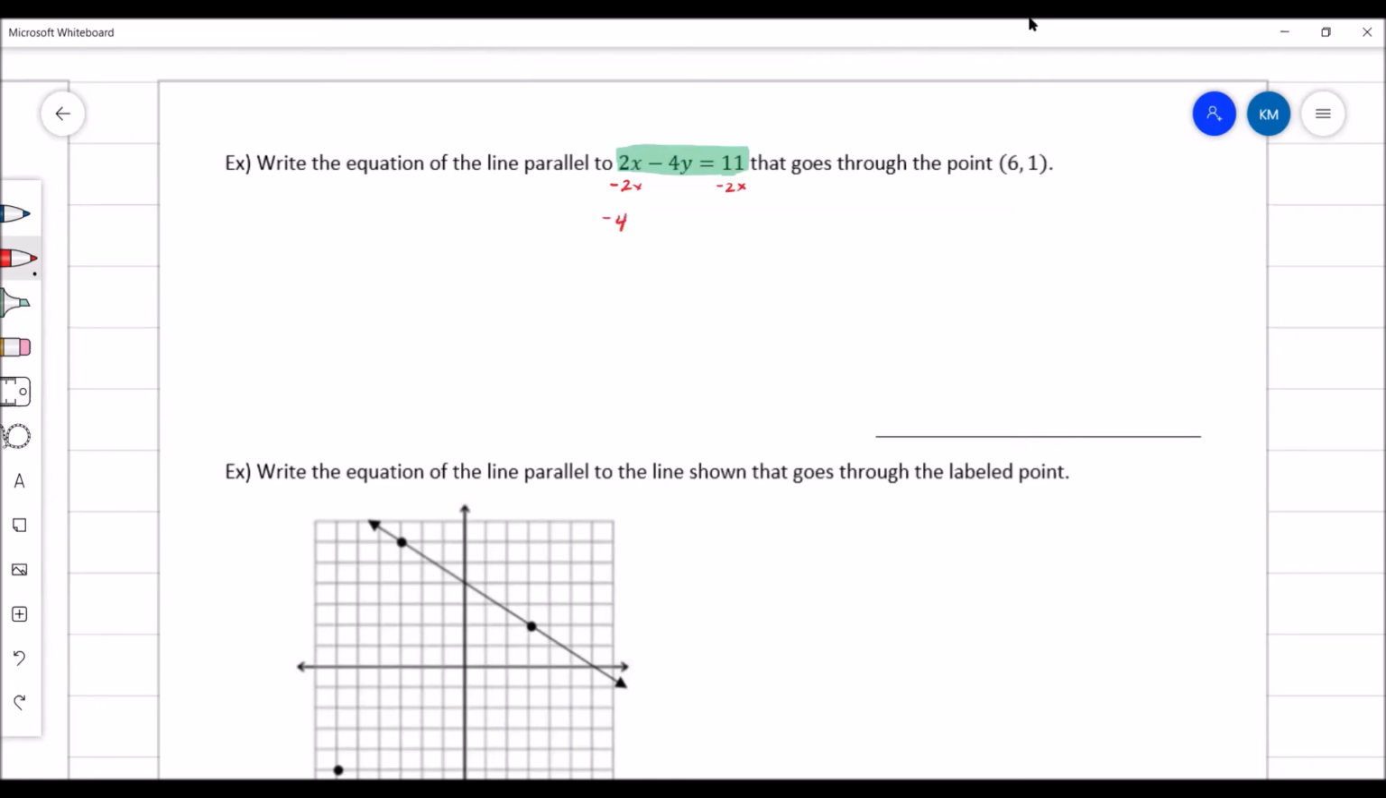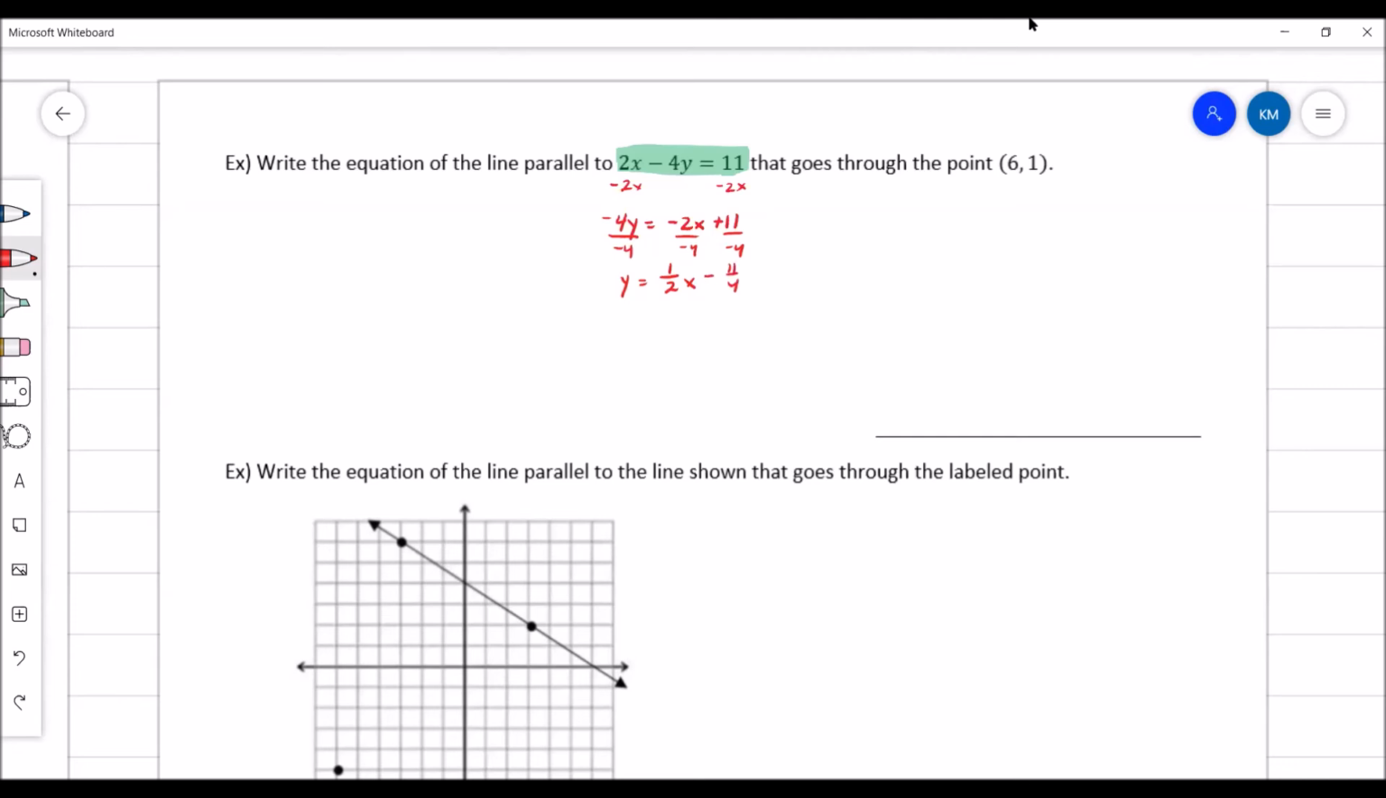Gives me negative 4y equals negative 2x plus 11. To get y all the way by itself, I'm dividing everything by negative 4. So that gives me y equals negative 2 divided by negative 4 is positive 1/2 x. Here we'll get minus 11 over 4.